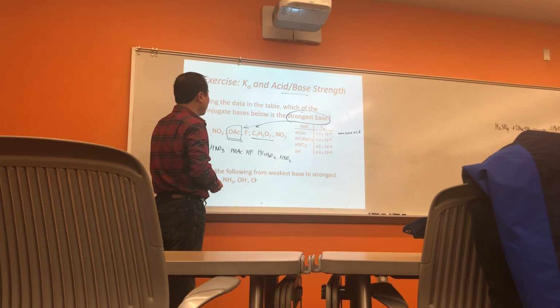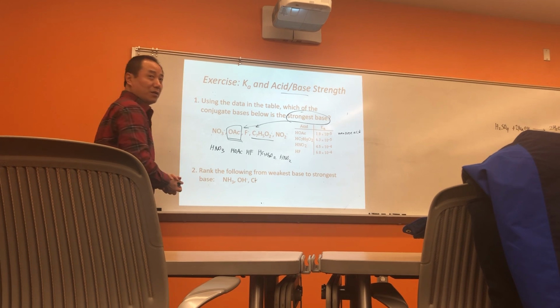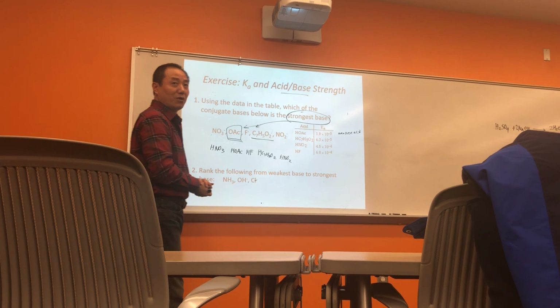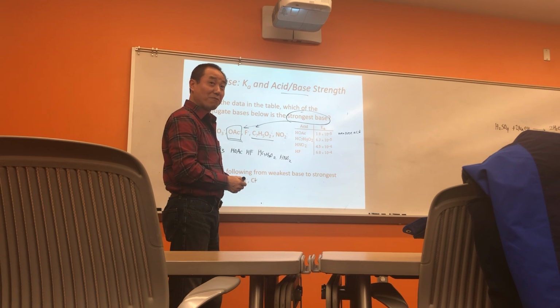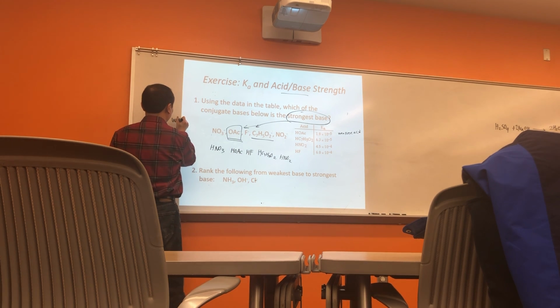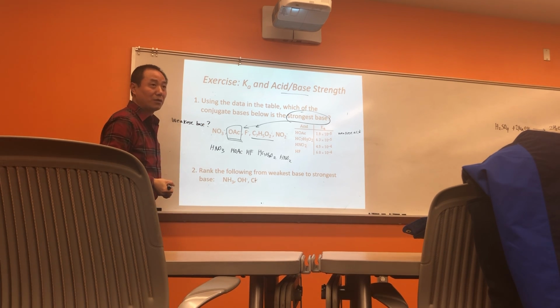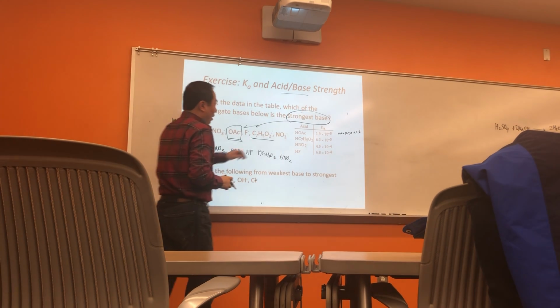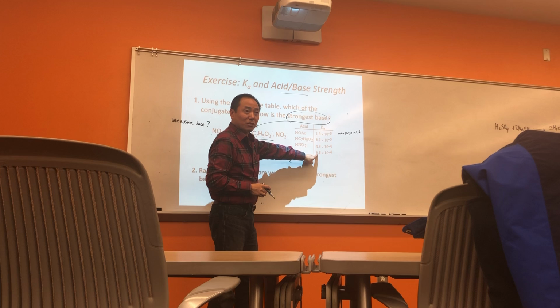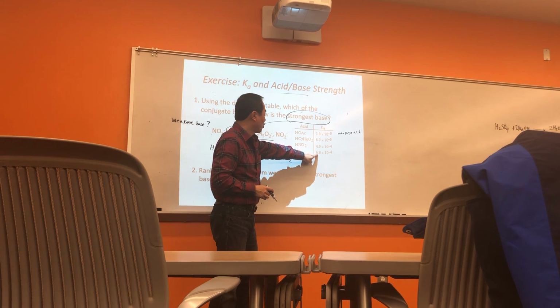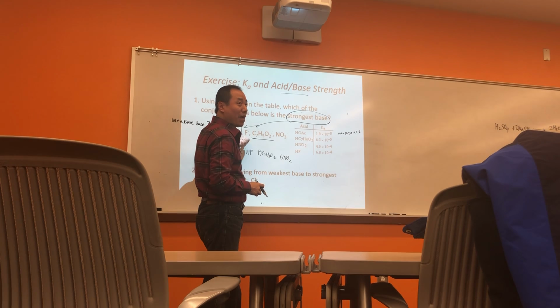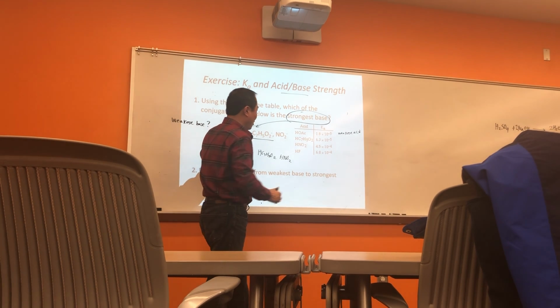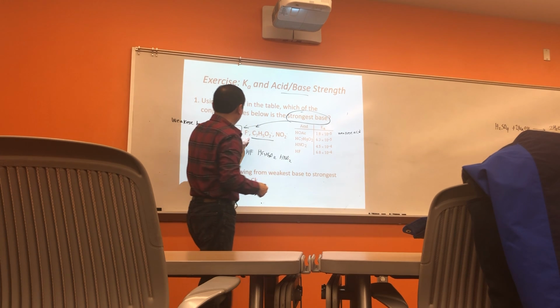Okay. Which one is the weakest base then? F minus. Among these, this guy is a relatively strong acid, right? So the conjugate base of this guy is this. So this may be the weakest base among four. That's true. But we have one more.